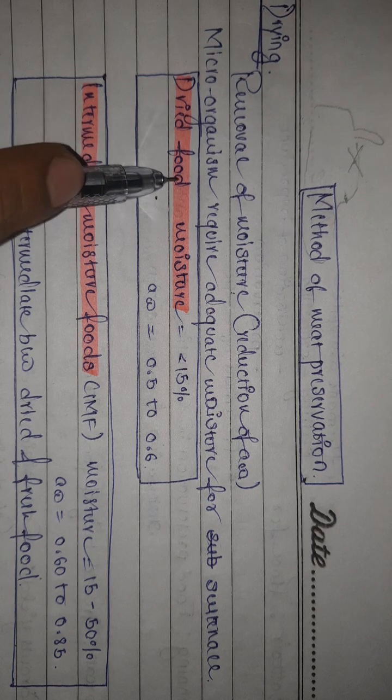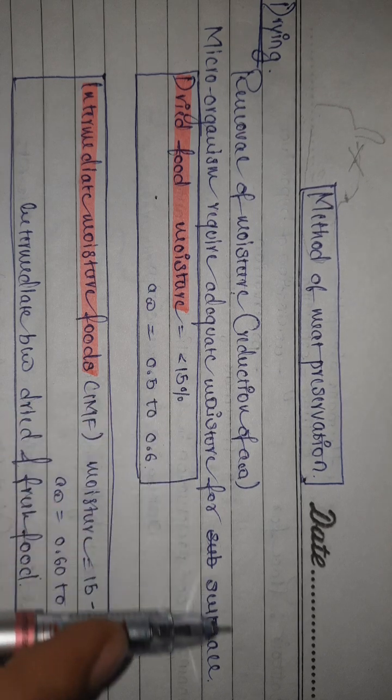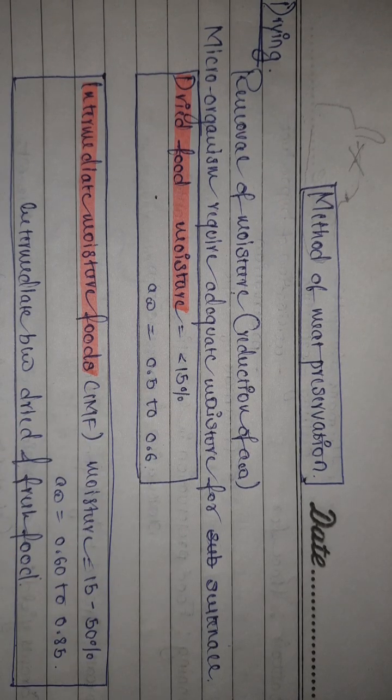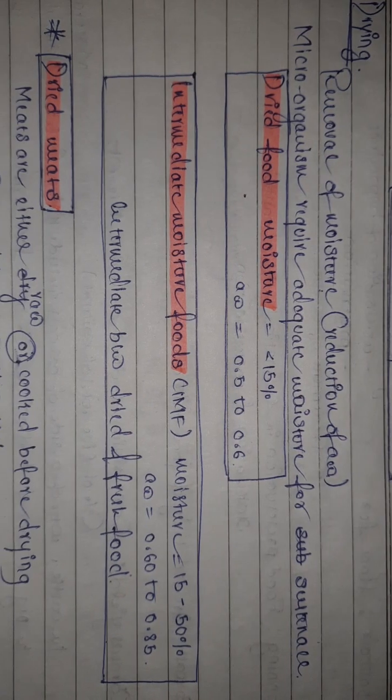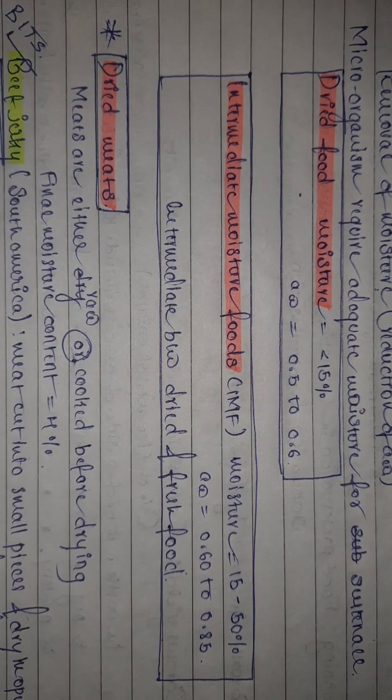Now the microorganisms require adequate moisture for subsistence. By drying, you are decreasing the water activity of that meat and decreasing the microbial activity in that meat, making it stay for a longer period of time. Now in drying itself, there are two types of food. The first one is dried food, and the second one is intermediate moisture food.